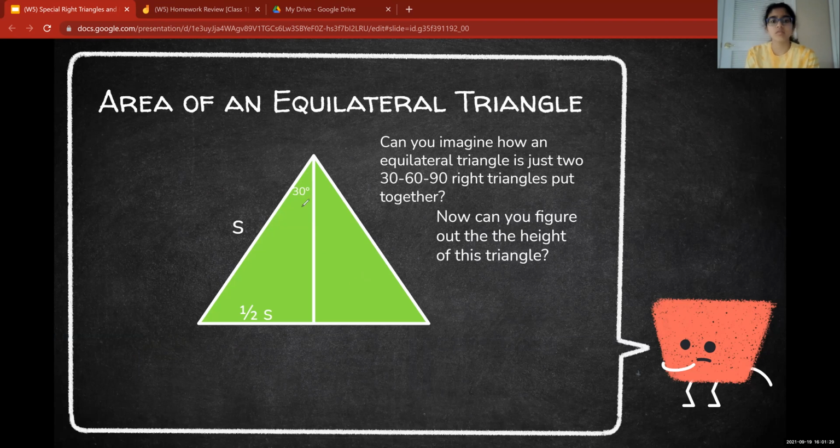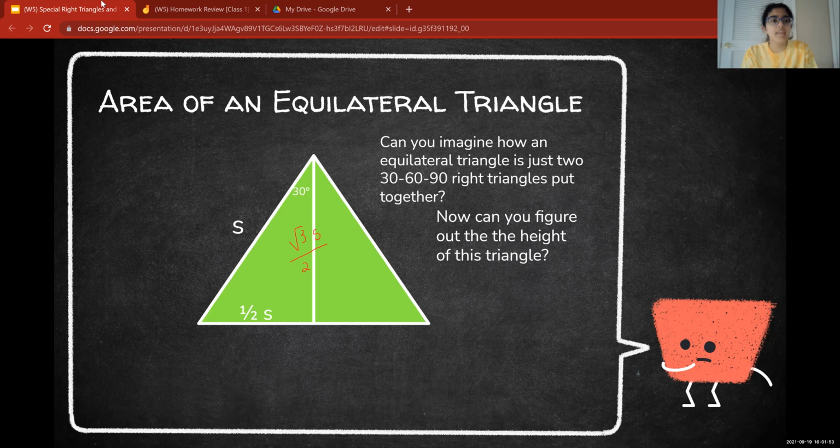Because we know that the relationship must be, if this is x, then this is 2x, then this is radical 3x. So we have to multiply this side over here, this 1/2 s, by radical 3. And we get radical 3 over 2 s, right? So that is the height.